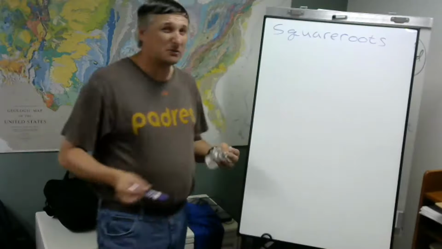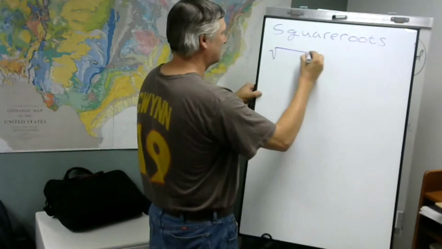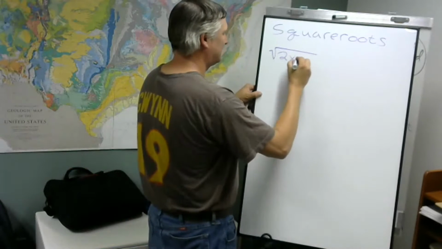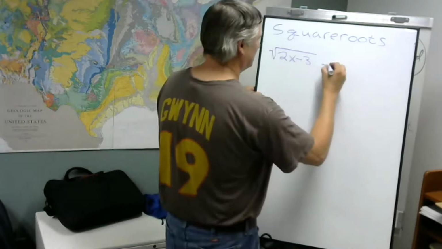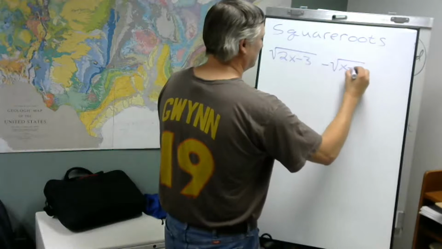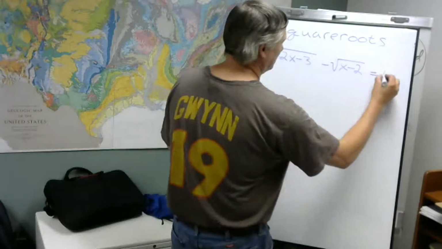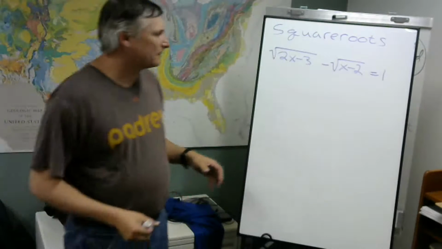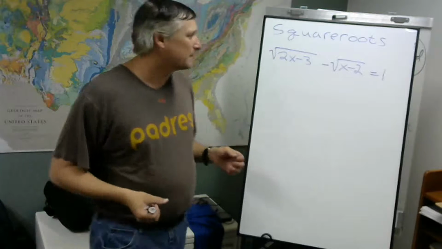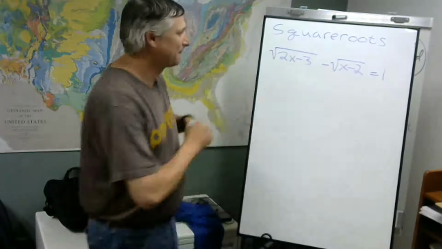We're going to take another look at a square root question. Do this. Now, the trick that we're going to do here, we're going to try to eliminate square roots. We're going to do that by squaring. Now, first, let's add this to this side.